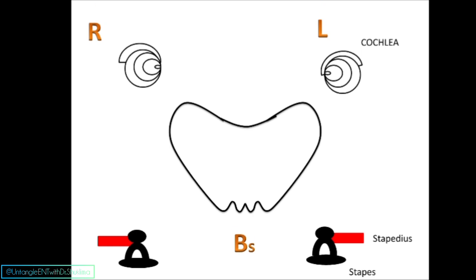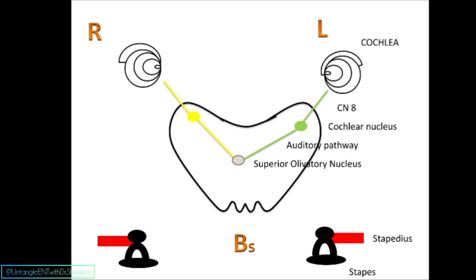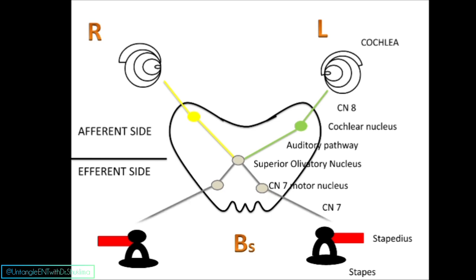Let's imagine this is your right cochlea, this is your left cochlea. This structure is the brainstem, and this is your right stapes with your stapedius tendon and left stapes with your stapedius tendon. The normal sound comes, it hits the middle ear into the cochlea through the hair cells. It goes through the cranial nerve 8 into the cochlear nucleus in the brainstem. Then through the auditory pathway, it goes to superior olivary nucleus. Superior olivary nucleus up to this part is the afferent side. Then crossing over takes place and it goes to the cranial nerve 7 motor nucleus, then to cranial nerve 7, and then to the nerve to stapedius and to the stapedius muscle.